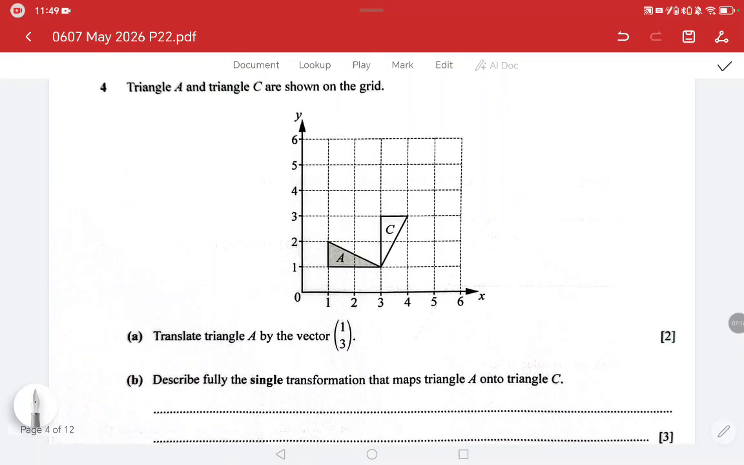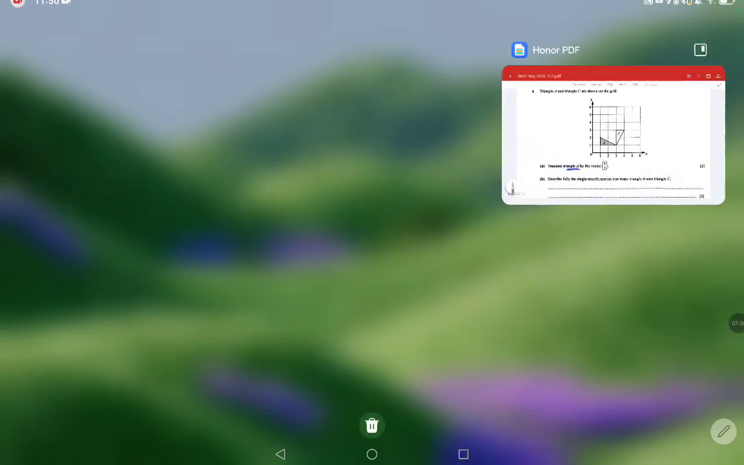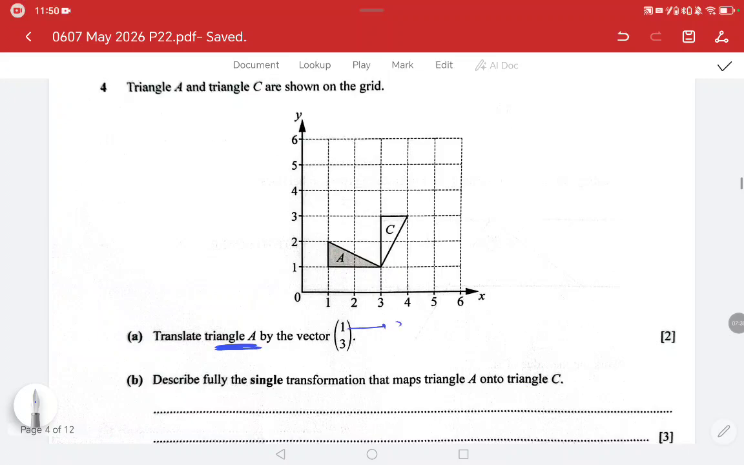Triangle A and triangle C are shown in the grid. Translate triangle A by the vector 1, 3. The most important thing when you read this question is to know from where you are working. We need to translate triangle A. So the vector is 1, 3. It means x is 1 positive, 1 to the right, and 3 positive, it means 3 up.